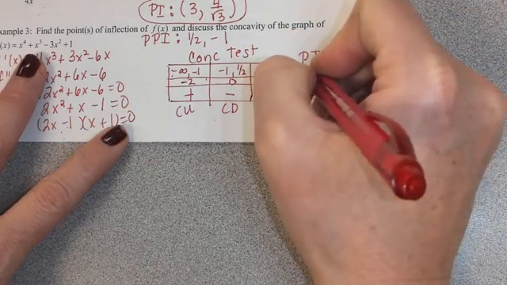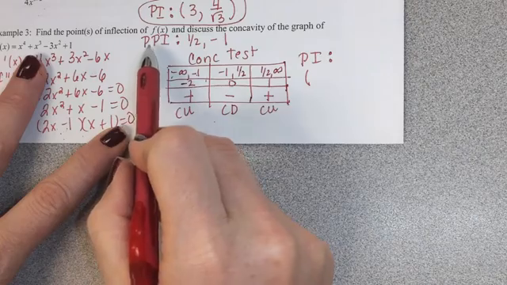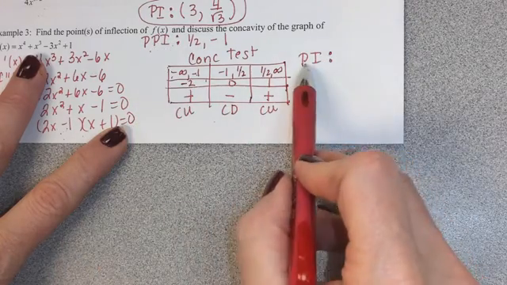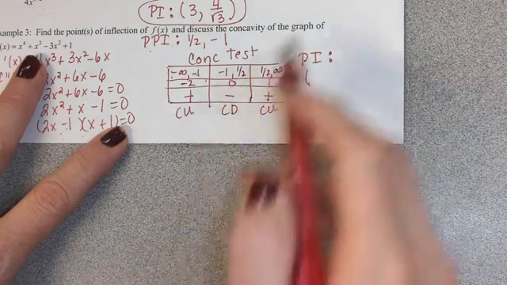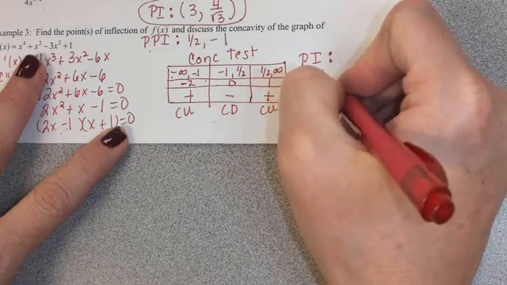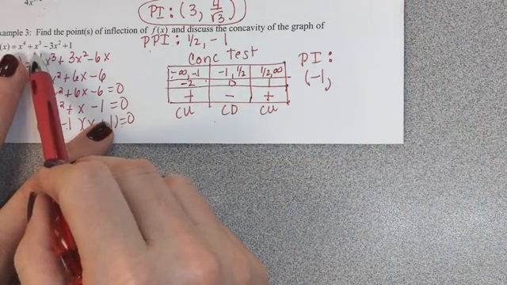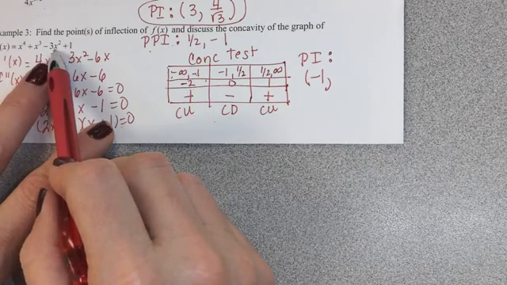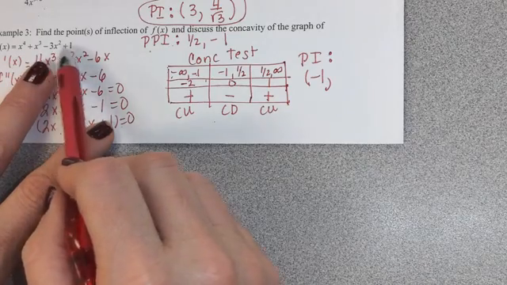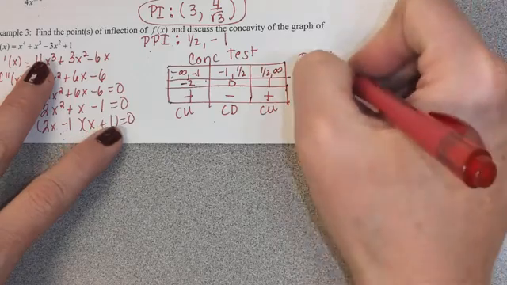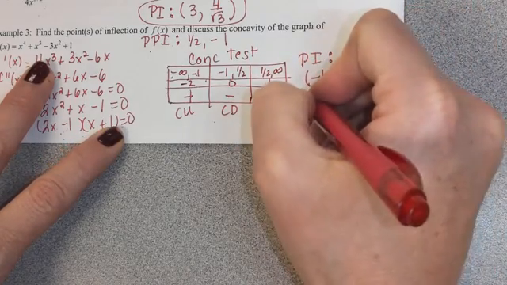So points of inflection now. See, originally they're possible points of inflection. Now they are points of inflection because we proved it. So -1, back into the original, that's going to be 1. -1 is 0. That's going to be -3 plus 1 is -2.